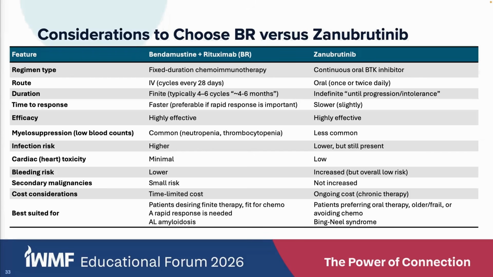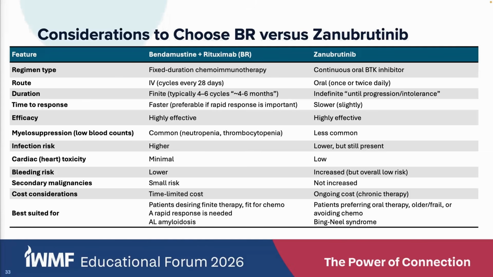BR doesn't typically affect the heart in a negative way. I mentioned the risk of atrial fibrillation, high blood pressure, and other abnormal heart rhythms with Zanu, even though the risk is very low. But it's not something we see with BR. The risk of bleeding is higher with Zanu. Now, BR can lower the platelet count, which could increase the risk of bleeding, but Zanu by itself will inhibit the platelets and how they work, and that can increase the risk of bleeding. I mentioned that there's a small but significant risk of having other blood cancers from the BR itself. That's not the case with Zanu as far as we know.